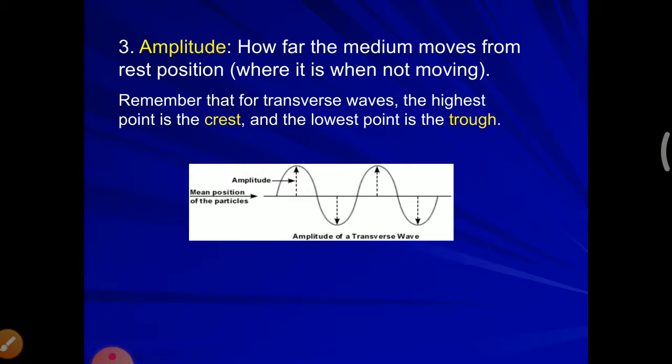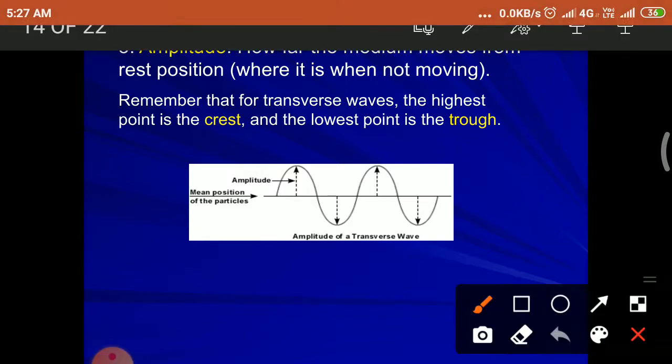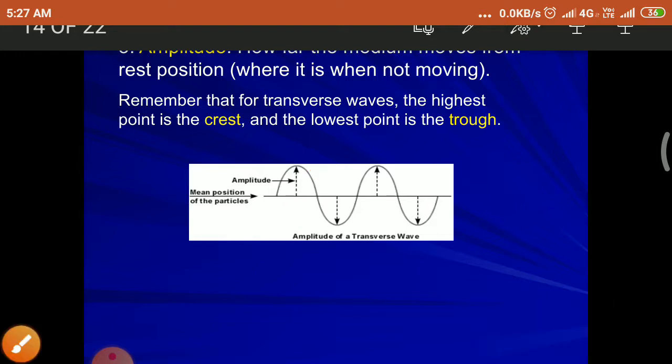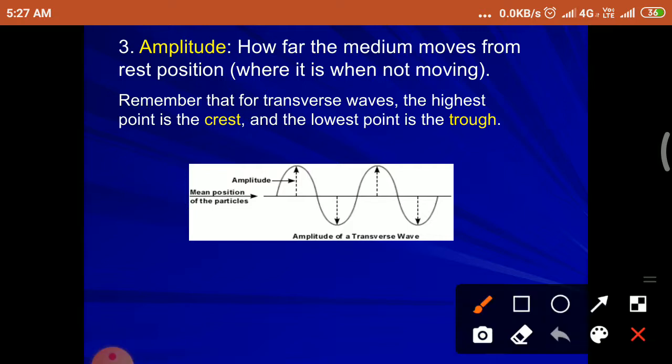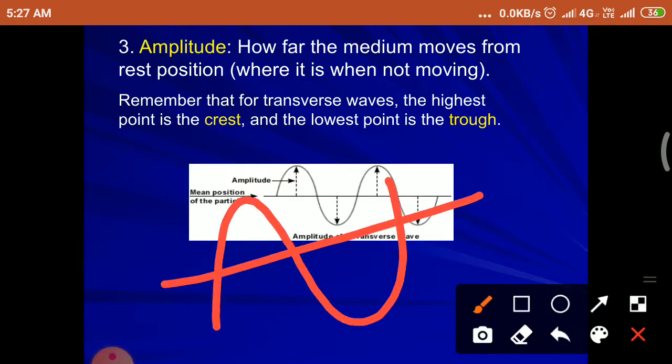So the maximum position of the particle is called amplitude. If you take a wave, this is a wave, so this is the maximum position of the wave. This is called amplitude.